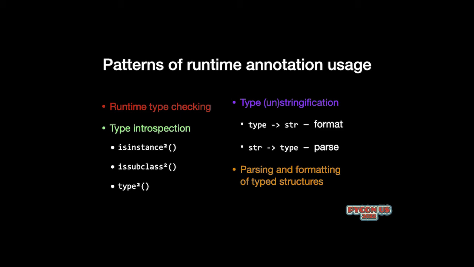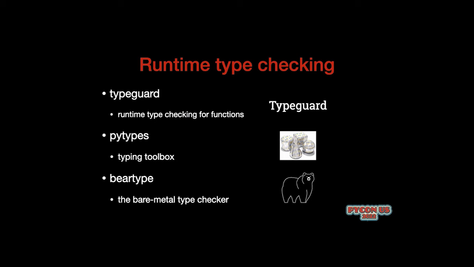So let's get into runtime type checking. There's a couple libraries. I'm going to go over TypeGuard, PyTypes, and BearType. TypeGuard is specifically advertised for doing runtime type checking for functions. PyTypes provides a generic type checking toolbox, and one of its tools happens to be runtime type checking.